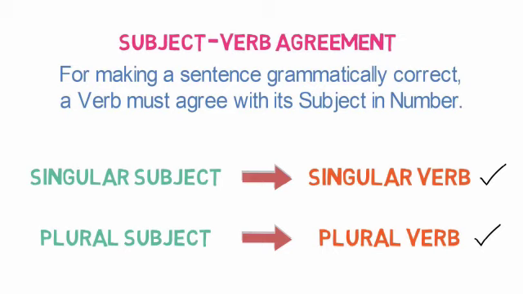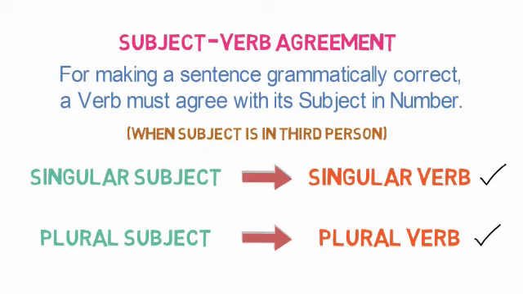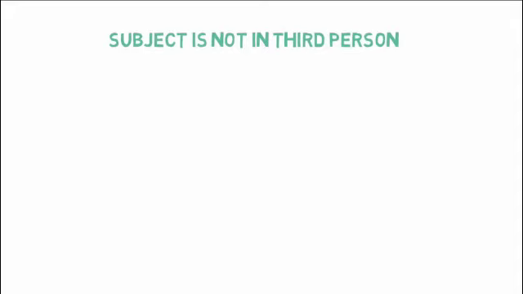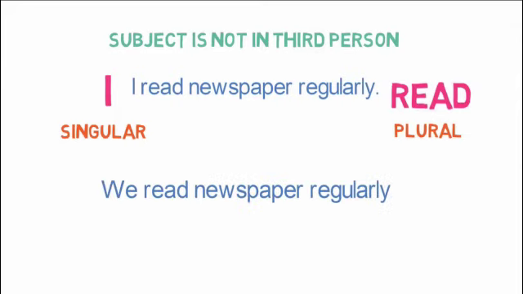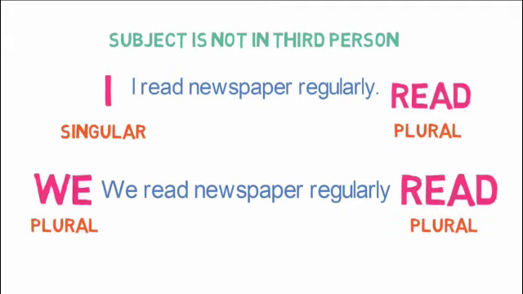Now, students, please note that we have seen only examples where third person is used. Now, let's look into examples where subject is not in the third person. Let's see with an example. I read newspaper regularly. Here, I is singular, but verb read is in plural form. Let's look into one more example. We read newspaper regularly. Here, we is in plural form and the verb read is in plural form.